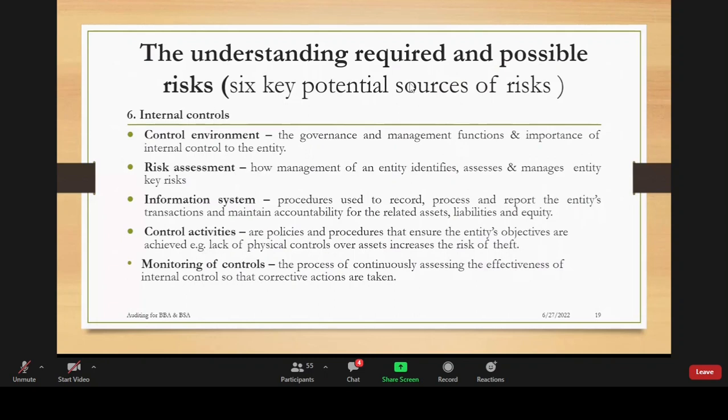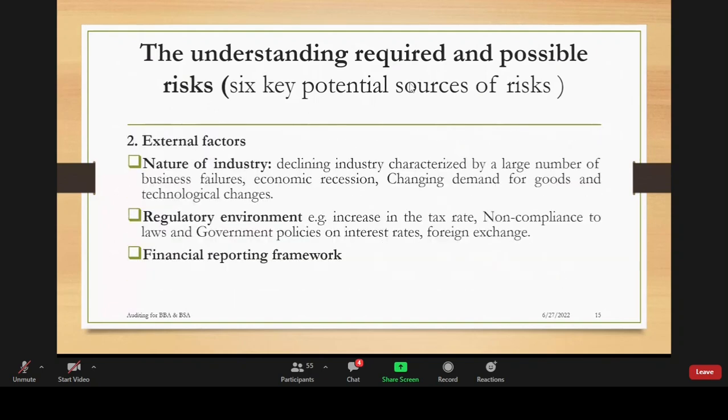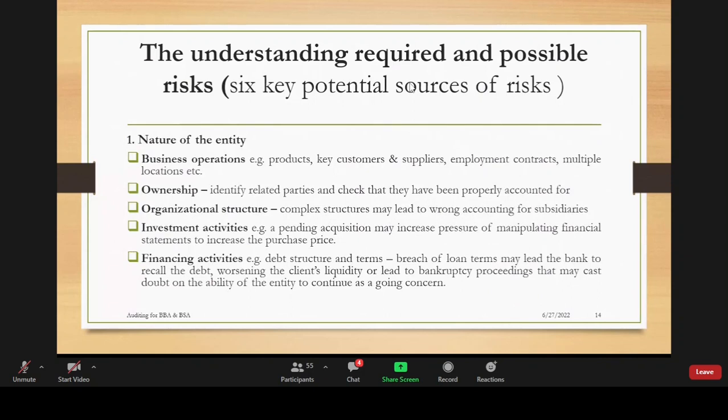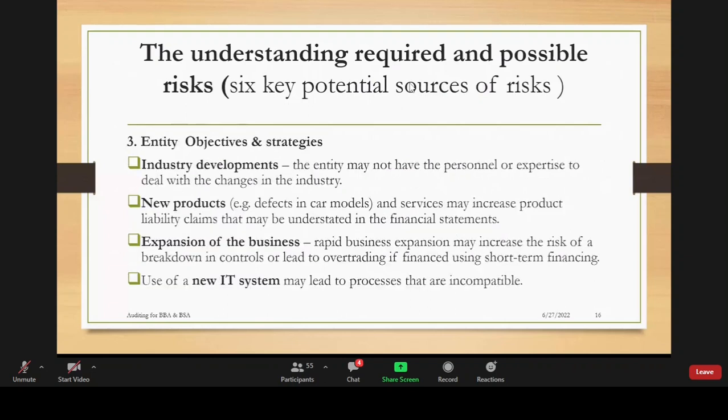So ladies and gentlemen, when they ask you about the 6 potential sources of risk that you have to be very mindful of when you're doing a risk assessment, they are: 1, the nature of the entity; the external factors of the entity, or the external environment of the entity; the entity's objectives and strategies. They may be so ambitious that it may force them into doing wrong things.